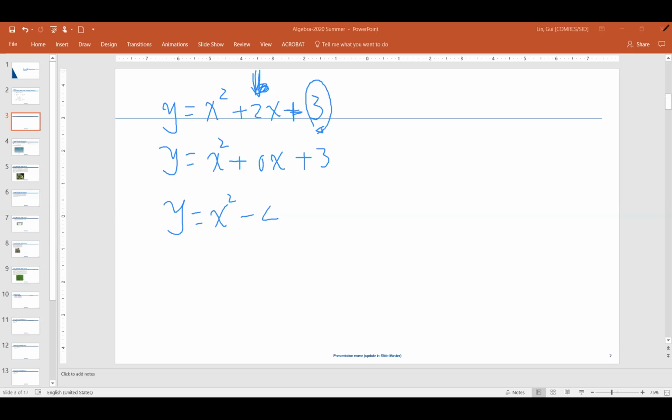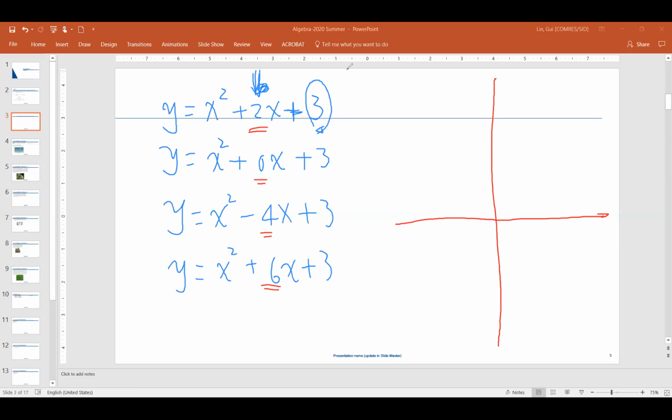All right, okay, negative 4x. All right. If this one became positive, even bigger than here, we say 6x + 3. All right. So the only change is here. Negative 2 became 0, became negative, became positive. What are the parabola curves changing? So let me initiate. You guys can work on this one. I'll take a break. 5 minutes, come back, we'll talk about this one.